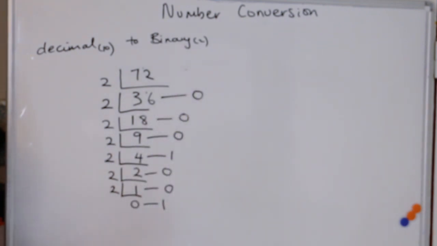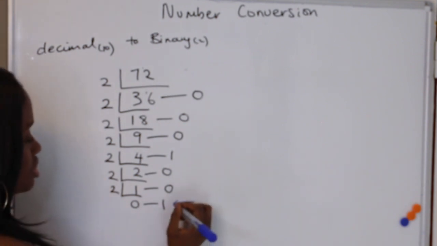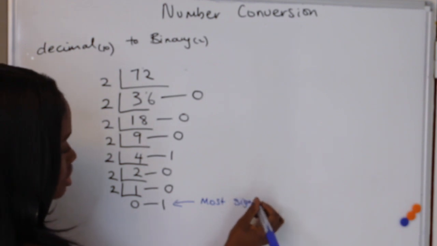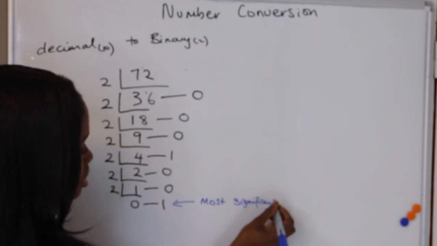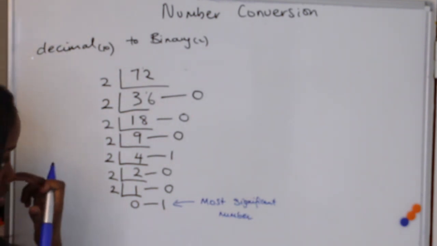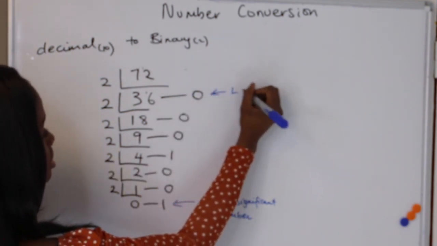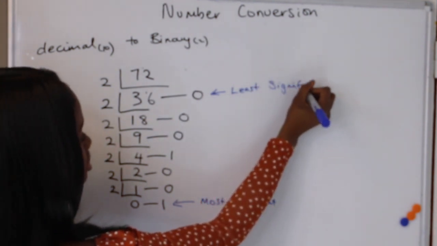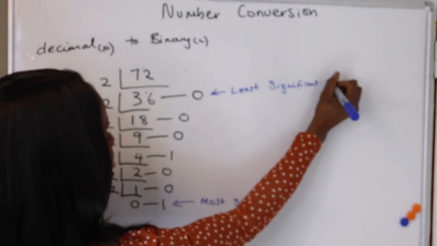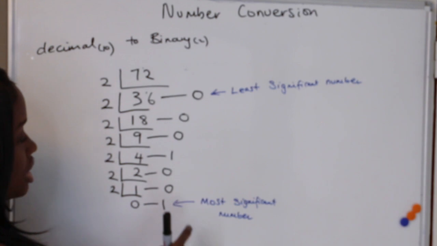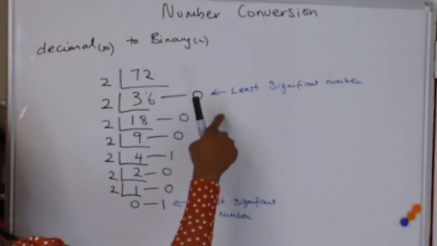Okay, so what you then do is you realize that you have your zeros and your ones, so you have to write it out. But the thing you have to remember is this is the most significant number. And this is the least significant number. What does all this mean? So that means you write this one first and this one last.